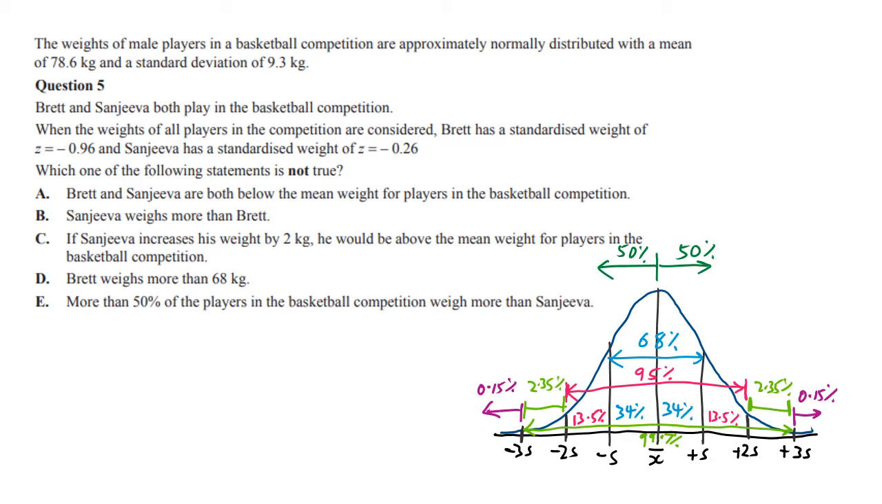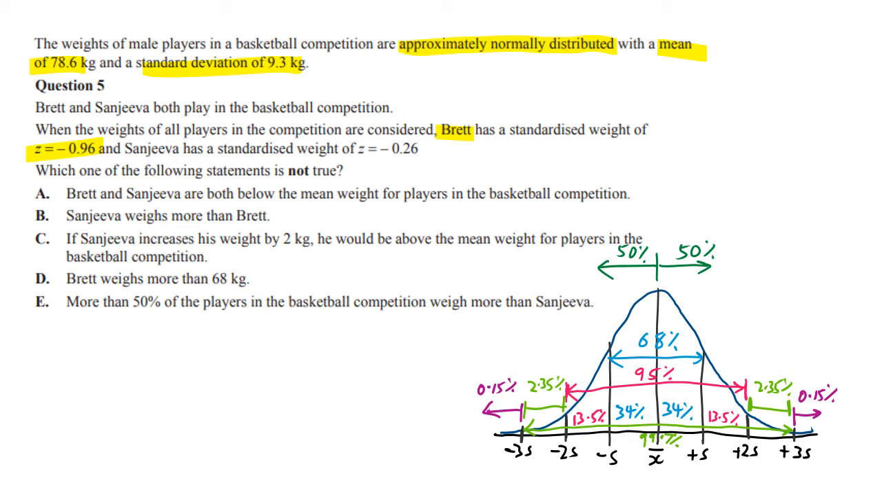Now, this looks like quite an intimidating question, but this is the one you should attack and know inside out and back to front so that you can do better than everyone else. So we've got our approximately normally distributed data. We've got a mean of 78.6 and a standard deviation of 9.3. Now we could put lots of values in this, but it turns out that we only have to talk about Brett, who's Z of minus 0.96.